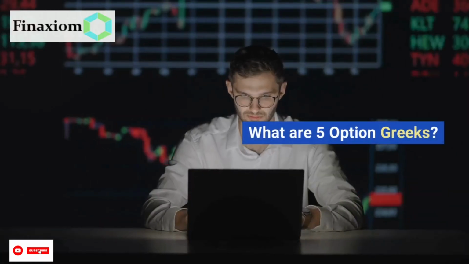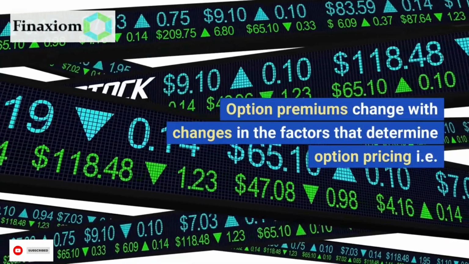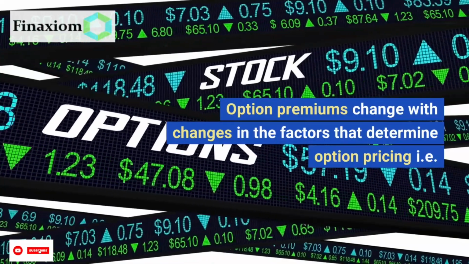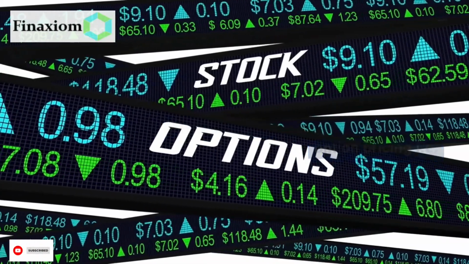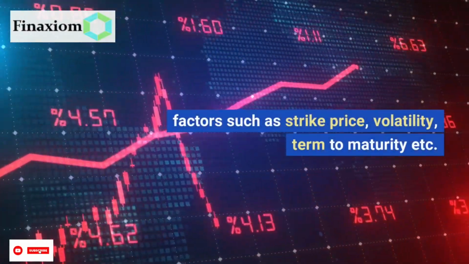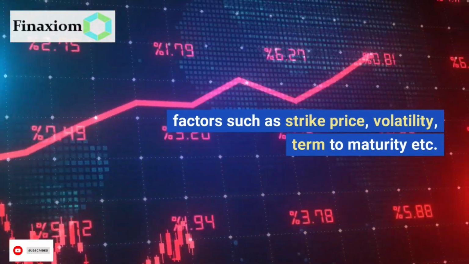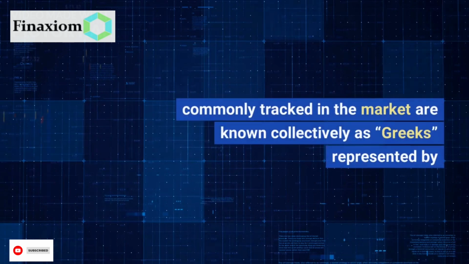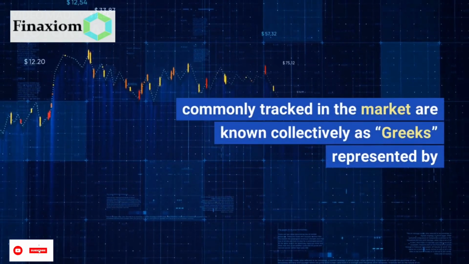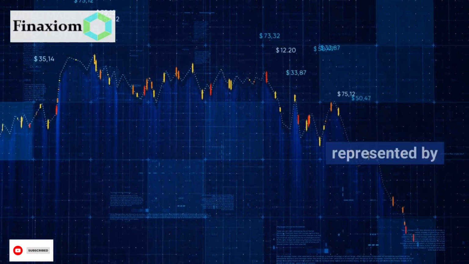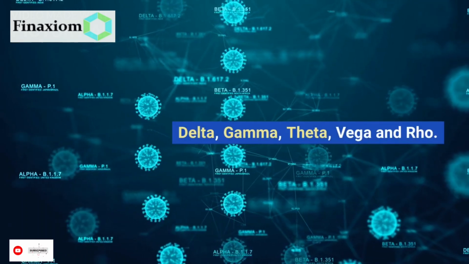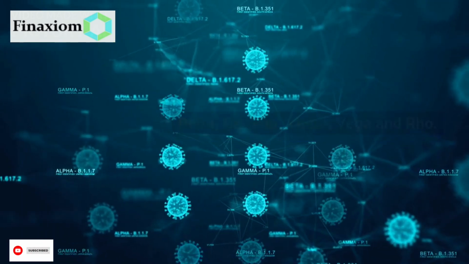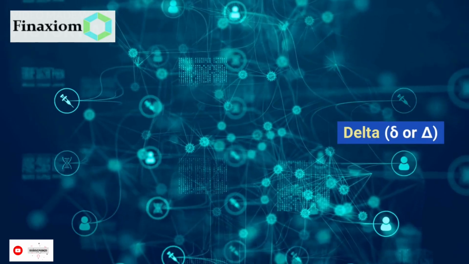What are the 5 option Greeks? Option premiums change with changes in the factors that determine option pricing, i.e., factors such as strike price, volatility, term to maturity, etc. The sensitivities most commonly tracked in the market are known collectively as Greeks, represented by delta, gamma, theta, vega and rho.